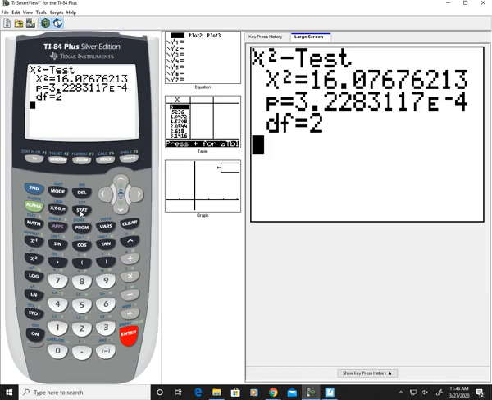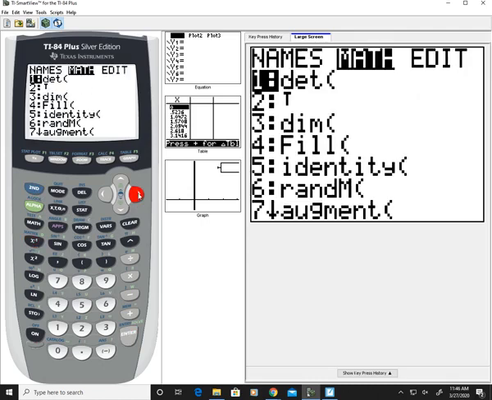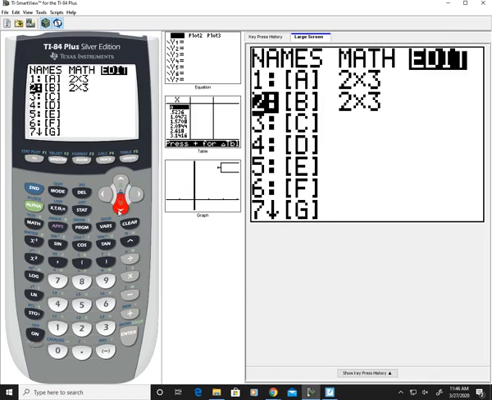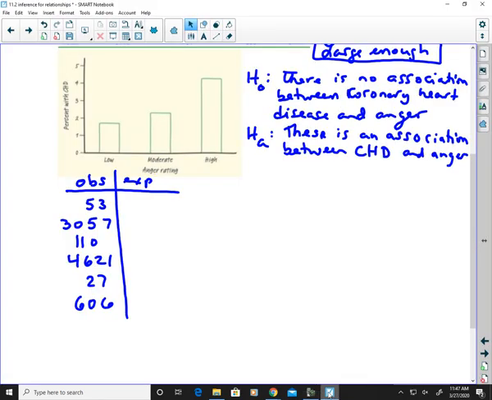Let's go into our matrix and see what the matrix B looks like. I'm going to use edit this time. Go to matrix B, and there are my values, which I am then going to write down on my notes. And so let's write these numbers down.